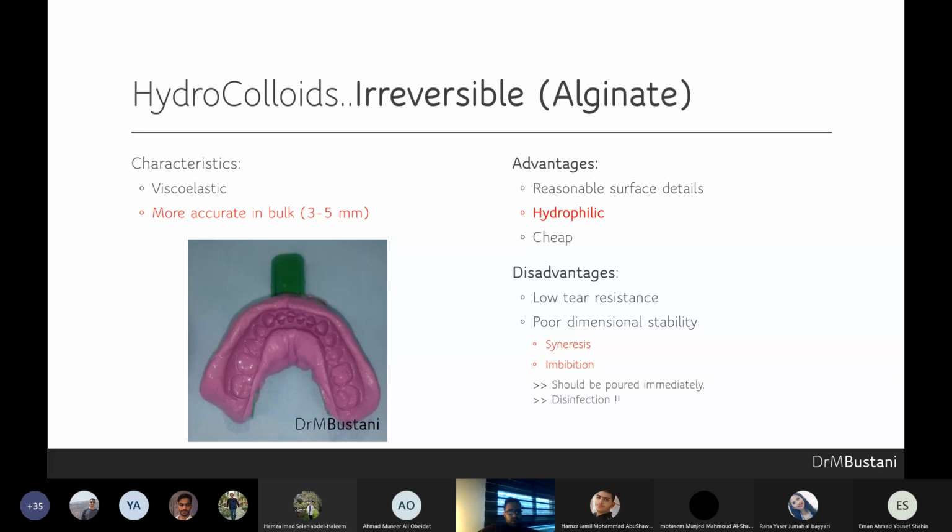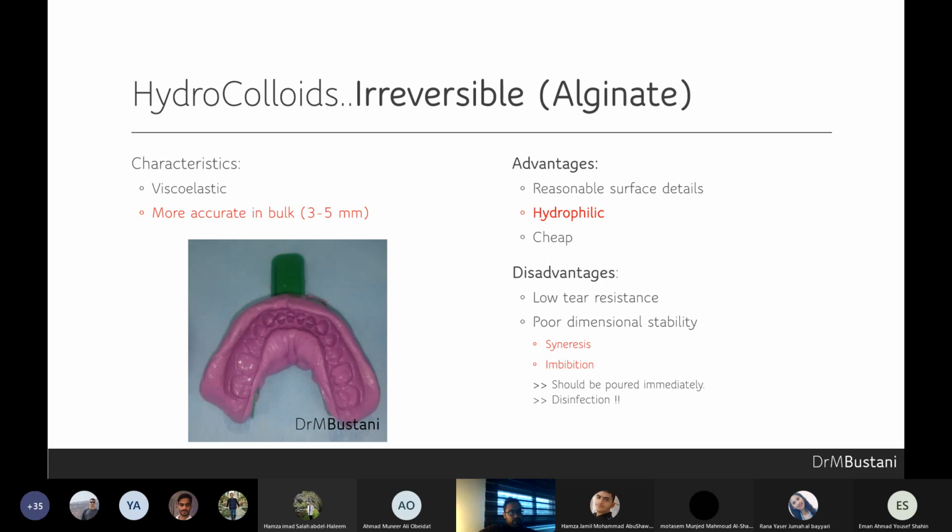The other thing about hydrocolloids in general, and mainly about alginate, is because they are hydrophilic, they can either gain water or give up water. And the two terms used for these descriptions are syneresis and imbibition.